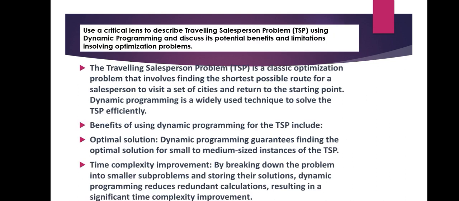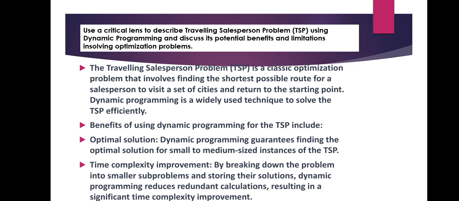Use a critical lens to describe the traveling salesperson problem using dynamic programming and discuss its potential benefits and limitations involving optimization problems. The traveling salesman problem is a classical optimization problem that involves finding the shortest possible route for a salesperson to visit a set of cities and return to the starting point. Dynamic programming is a widely used technique to solve the traveling salesman problem efficiently.